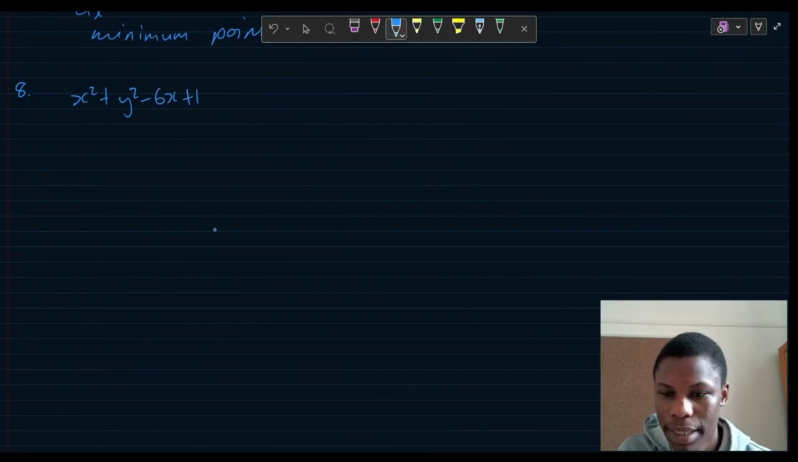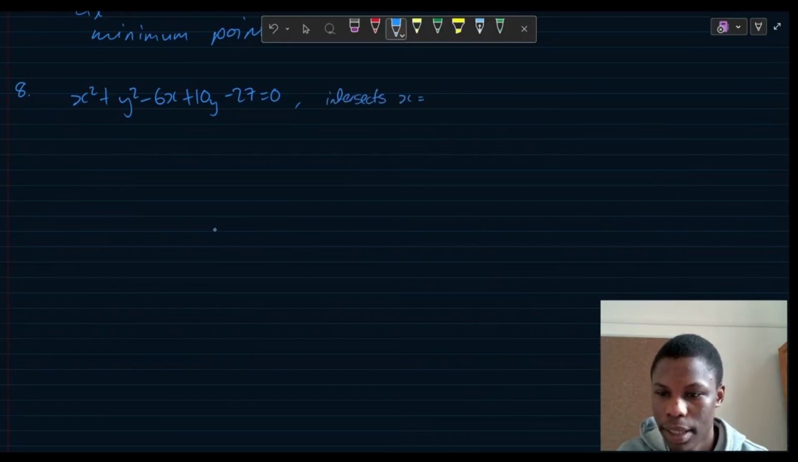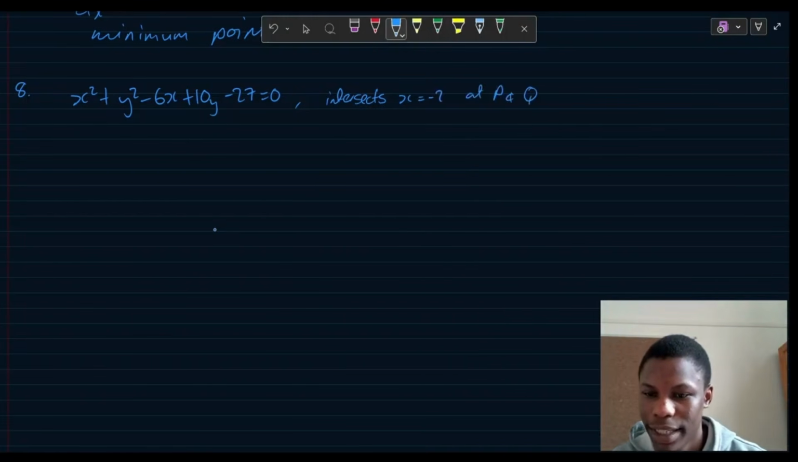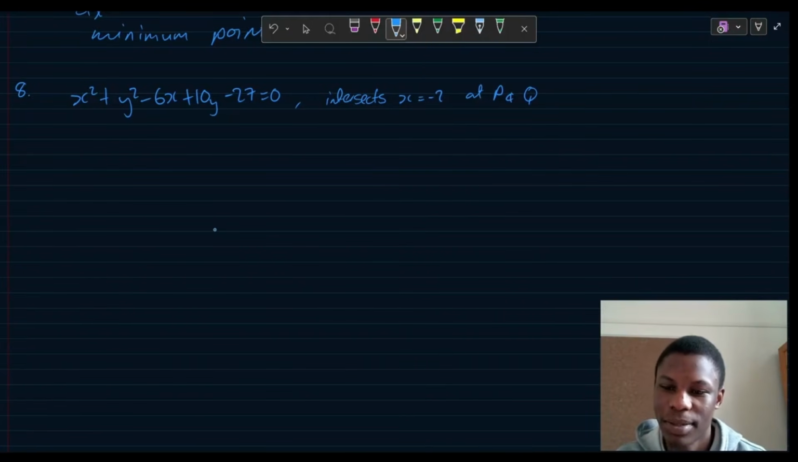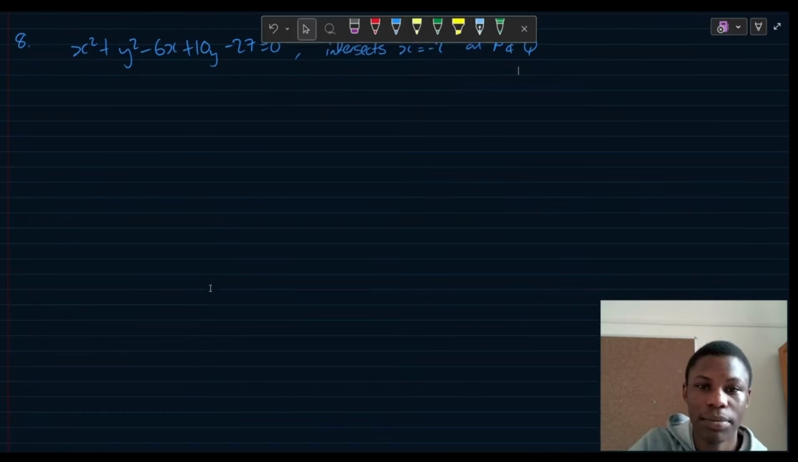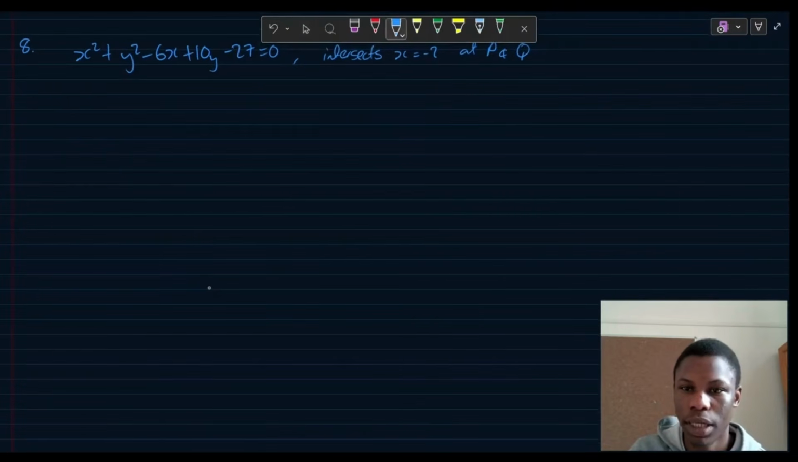Damn. The circle with the equation x squared plus y squared minus 6x plus 10y minus 27 equals 0 intersects the line x equals negative 2 at points P and Q. Find the area of the triangle formed by the tangents to the circle at P and Q, and the line x equals negative 2. Oof. This is some question. Let's see if we can draw out a diagram.